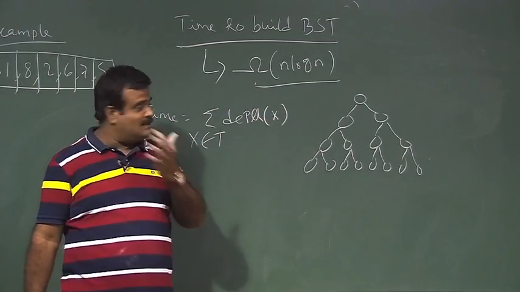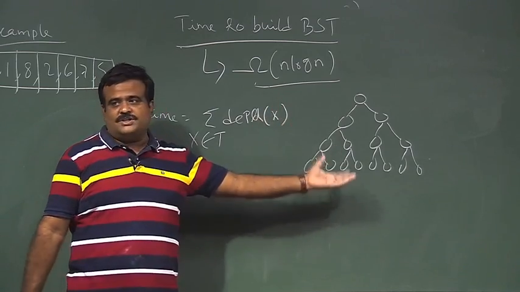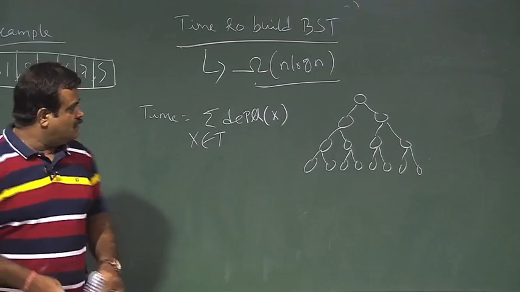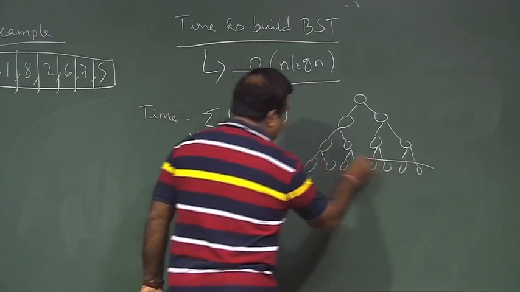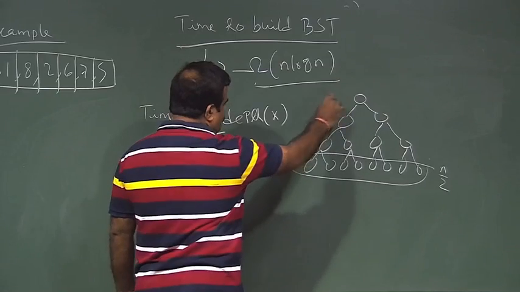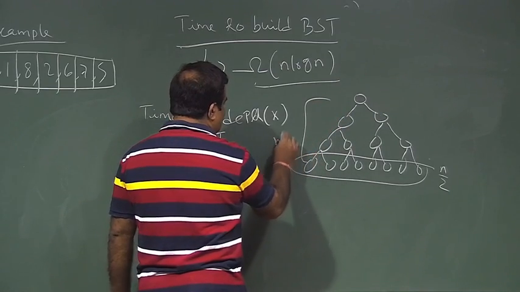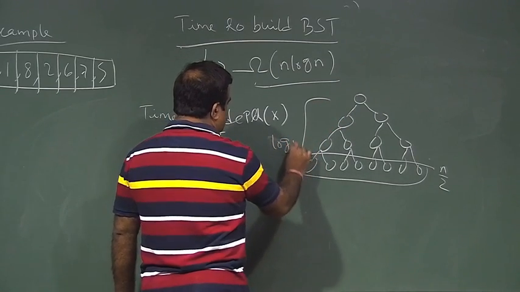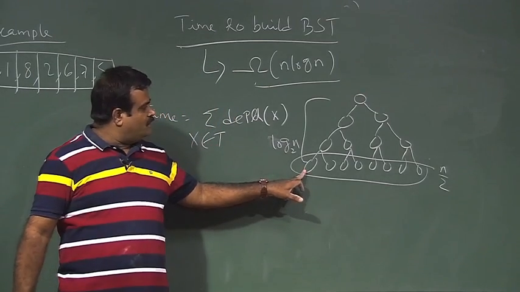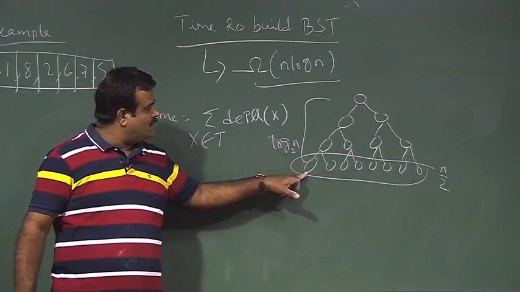If the tree is balanced, how much time will it take to insert, how much time will it take to build such a tree? So, how many nodes are there here in the leaves? There are basically n by 2 nodes. There are total n nodes, and this is the height. Height is basically log n base 2. Now, this is the depth of this node. This depth is log n.